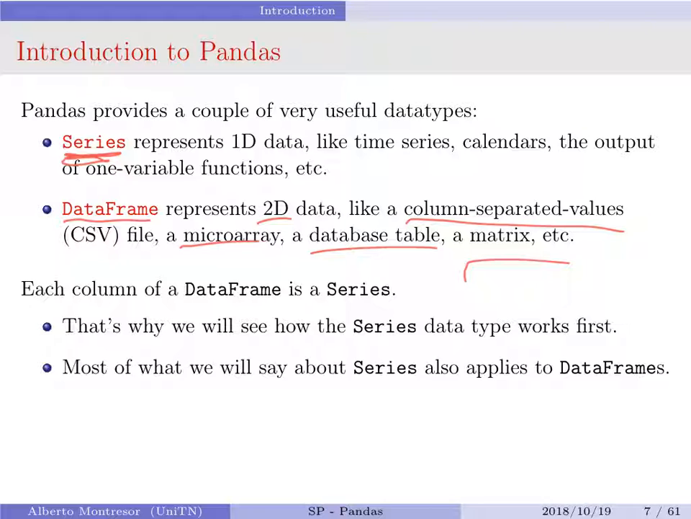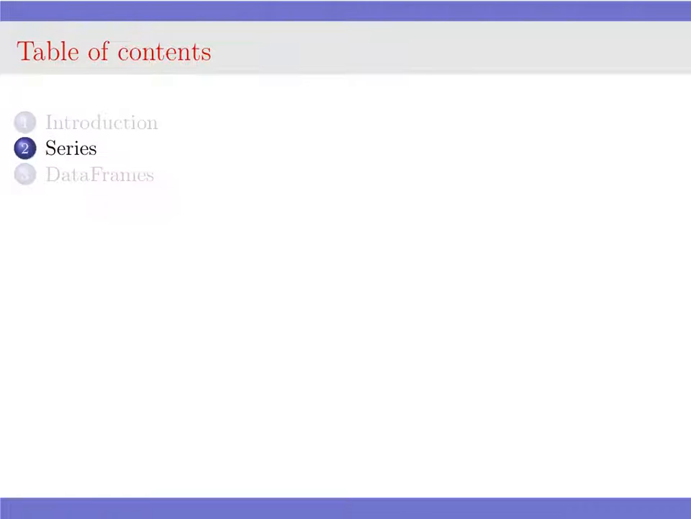And each column of a data frame is a series. Note that you can also interpret in some way each row as a series, but normally it doesn't make sense because you need to interpret data frames as tables. So you have column names and then a set of rows, each related to a particular entity. But because a series is a column of a data frame, we'll see series first, and then we will analyze how the concepts of series apply also to data frames. So let's start.